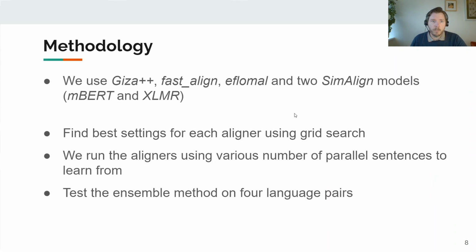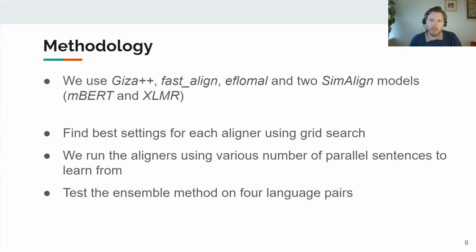And back to aligning. To try to find the best combinations, we tried 5 alignment models: the 3 IBM model-based aligners mentioned before, and 2 SimAlign models, one using mBERT and the other using XLM-R. So mBERT is multilingual BERT. We start by running all aligners separately and try to find the best settings for each and every one by searching for the best parameters using grid search.